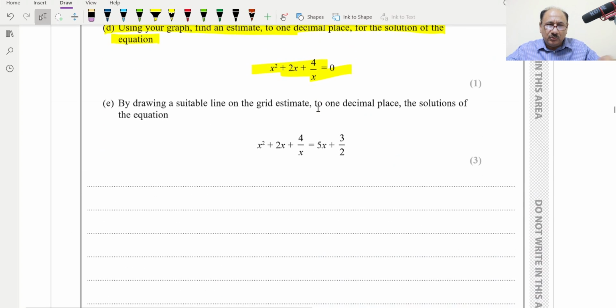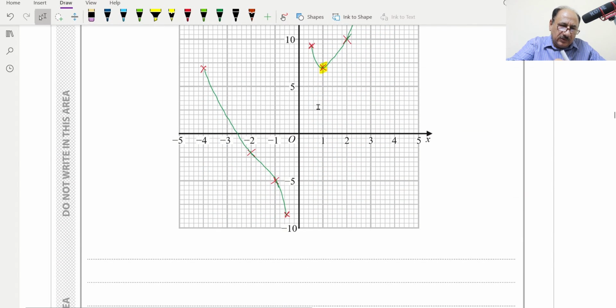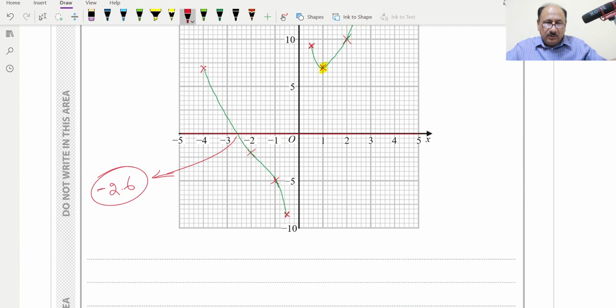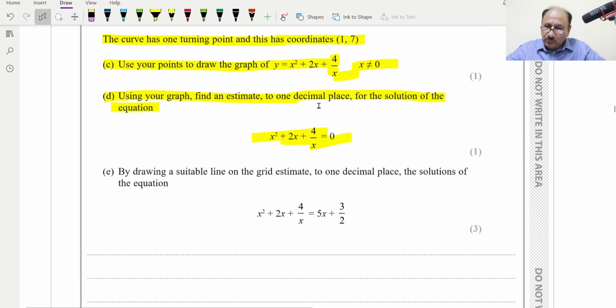So y is equal to 0 will be which line? Y is equal to 0 is basically the x-axis. So if we draw y is equal to 0 on the x-axis, this will be the y is equal to 0 line, and there is only one solution, and that will be this one. We can mention over here, this is minus 2.6, and this will be the solution for this one. So this is D part. We can even provide over here minus 2.6 will be the solution for this.